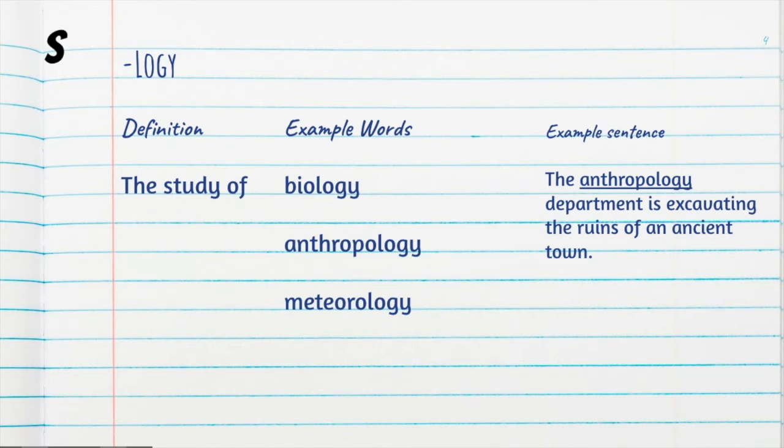Anthropology is the study of humans and their cultures, both past and present. And then you see meteorology there. That would be the study of atmospheric conditions, weather patterns, things like that. Then your example sentence, the anthropology department is excavating the ruins of an ancient town. So that's something that anthropologists tend to do. They, like I said, look at sort of human cultures, past and present. Go ahead and pause if you need to get everything copied down, and then go ahead and resume the video when you are ready to move on.